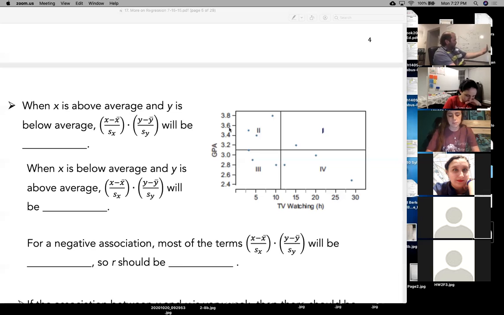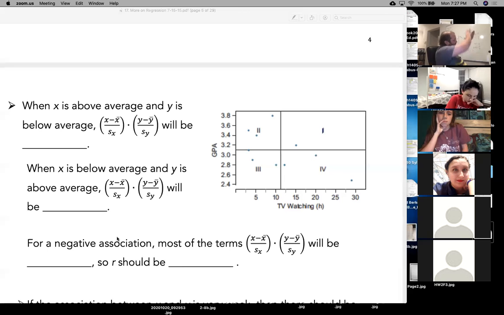Now, when X is below average and Y is above average, which quadrant are we going to be in now? Second. We're going to be up here because X is below average, so we're to the left, and Y is above average, so we're up, correct? In that case, do we expect it to be a positive number or a negative number? Negative again. So for a negative association, most of the terms will be negative. So R should be negative.